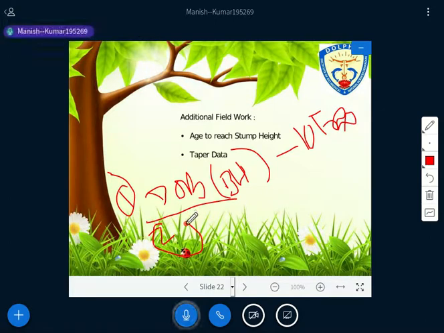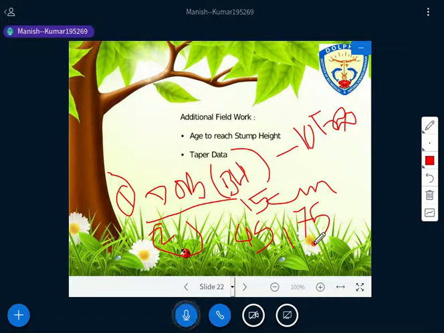Then the second thing you have to do: with the help of the chisel, the instrument I have shown you, from the ground level, at the height of 15 centimeter, then 45 centimeter and 75 centimeter from the ground level, remove the bark using the chisel. And then you have to measure the diameter under bark at that height. These two steps are clear to all of you?